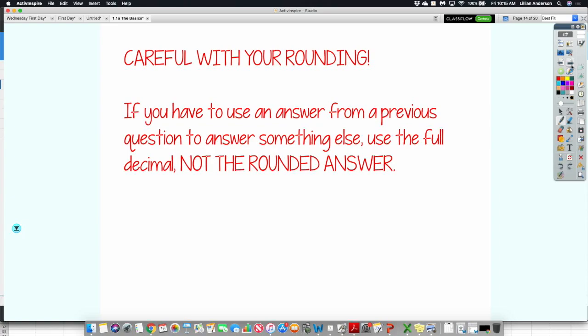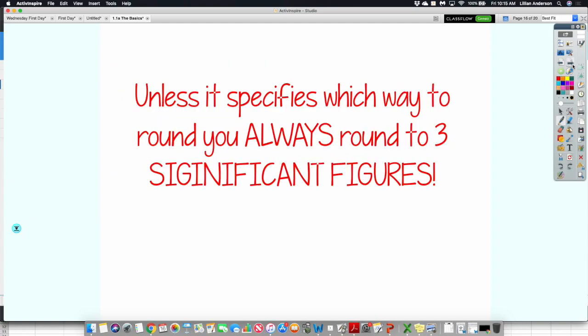If you have to use an answer from a previous question, let's say it's a 3-part question, an A, B, and a C, and you rounded in part A, use the full answer to solve part B. Never use the rounded answer, okay? Does everybody understand that? All right. With that being said, unless the problem tells you to round to 2 significant figures or 3 decimal places, you always round to 3 significant figures. Okay?